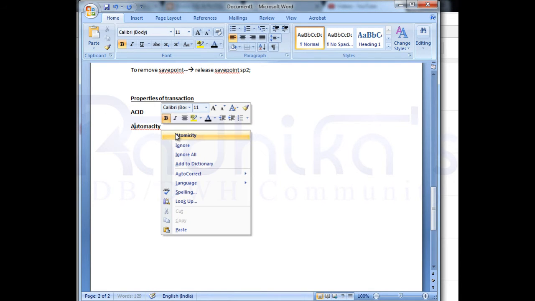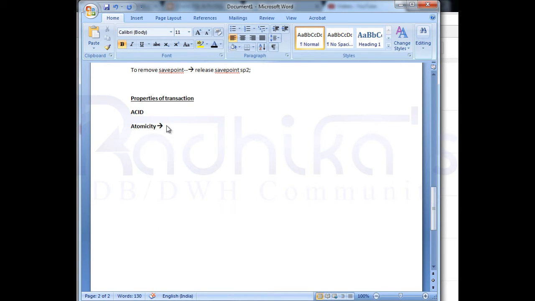What atomicity means is, whenever a transaction happens, either it should happen fully or it shouldn't happen at all. That is what is called atomicity. It guarantees that the whole transaction happens or none of it. It cannot be half done, and an incorrect value cannot be stored. So it's a very important property of the transaction.